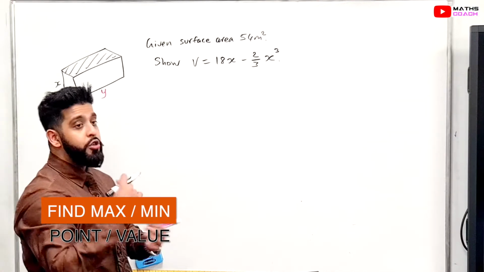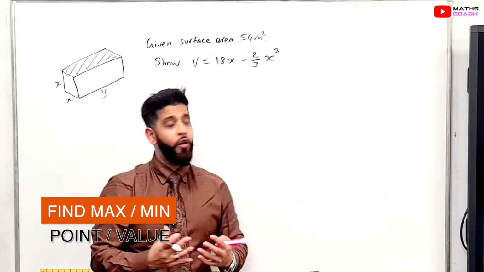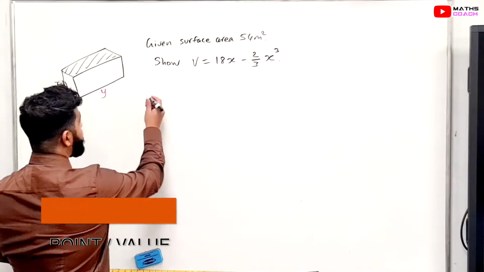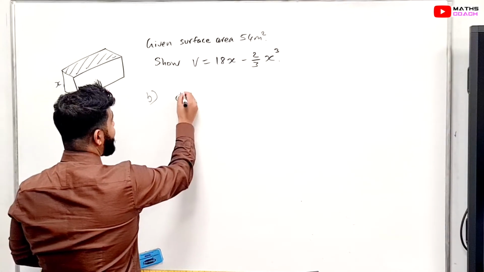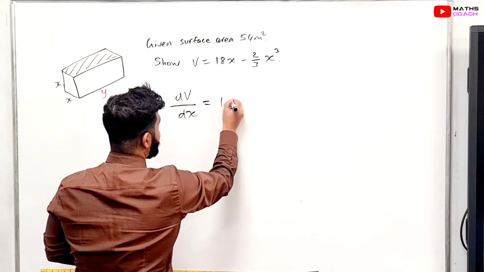Now, you know that when you're dealing with maximum and minimum, you are differentiating, and therefore you will be differentiating this. So for part B, we'll be finding dV with respect to x, and we'll differentiate this, giving us 18.